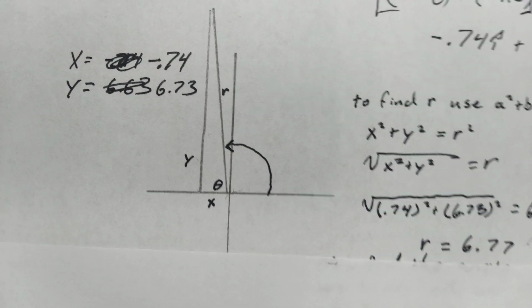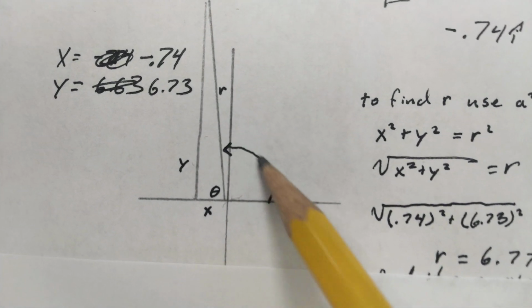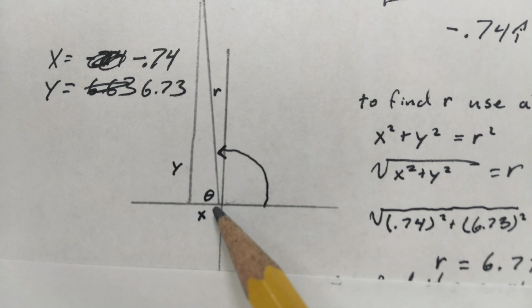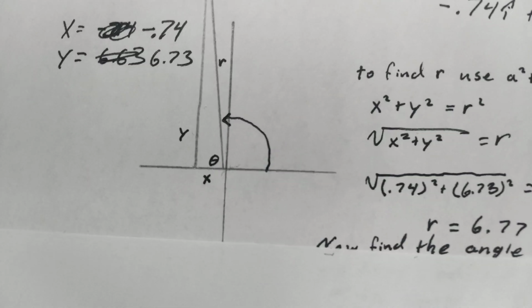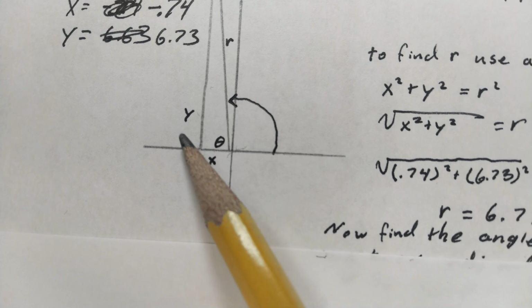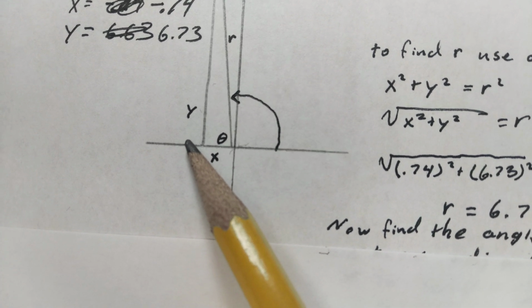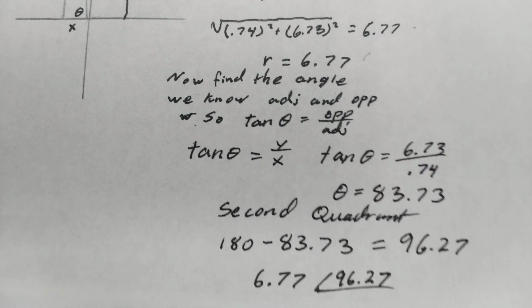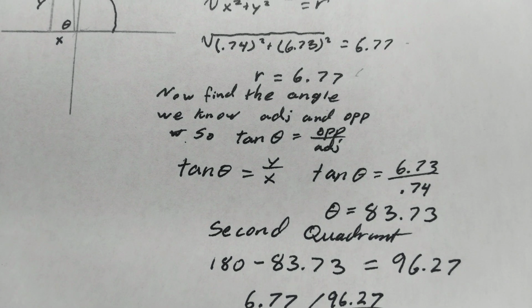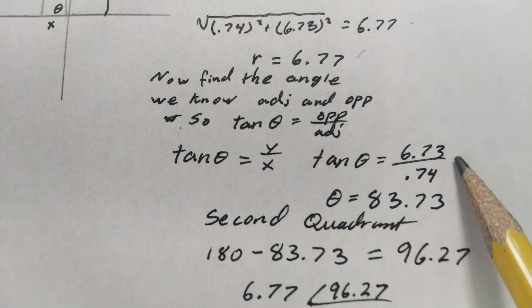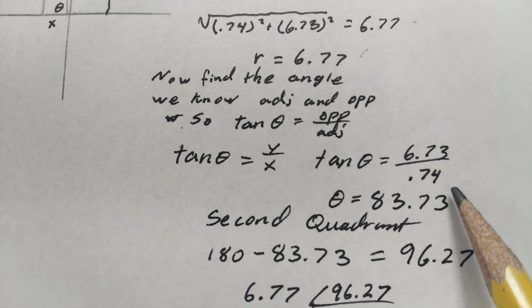Now, that's great, but I still need to find this angle here. I don't know this angle, but I am able to calculate this angle. So I label it as theta, and I realize that I have y and x. X is my adjacent value, y is my opposite value. I have a trig function that works with opposite and adjacent, happens to be the tangent. So I'm going to say the tangent is opposite over adjacent, which is going to be the tangent of theta will be y over x. Well, the tangent of theta, therefore, is y, 6.73, divided by 0.74.